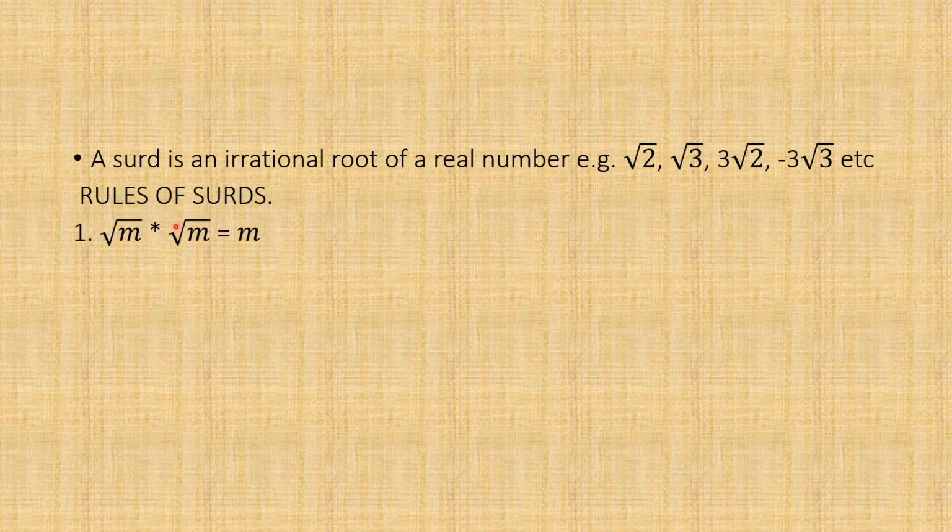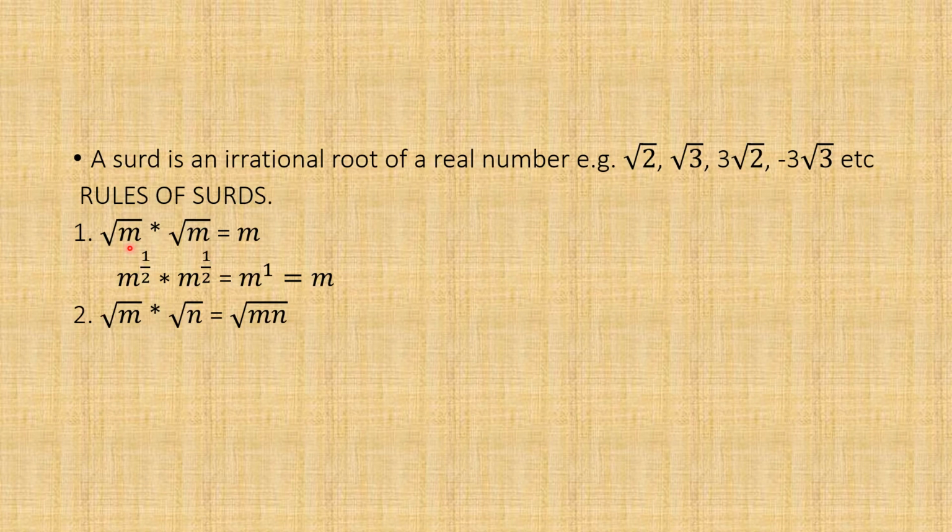So let us first look at the rules that govern surds. The first one, we have root m times root m giving us m. Why is this so? If we have two numbers that are the same under the root and we are multiplying them, we have that same number. The roots of those two numbers will equate to that same number. So how does this come about?